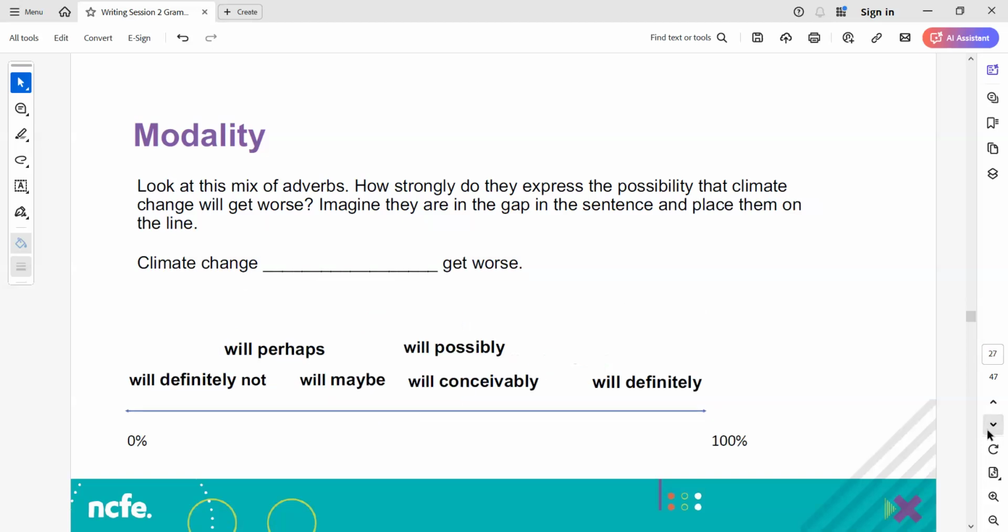Okay, let's have a look. So we can see there that the adverbs that we choose will change the meaning or the likelihood of climate change getting worse. Climate change will definitely not get worse. It's very different from climate change will definitely or will possibly get worse. Any questions about that?